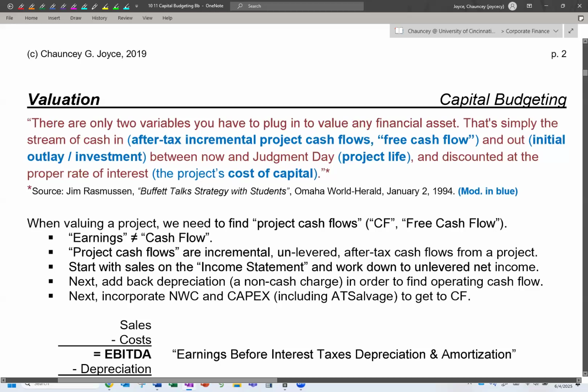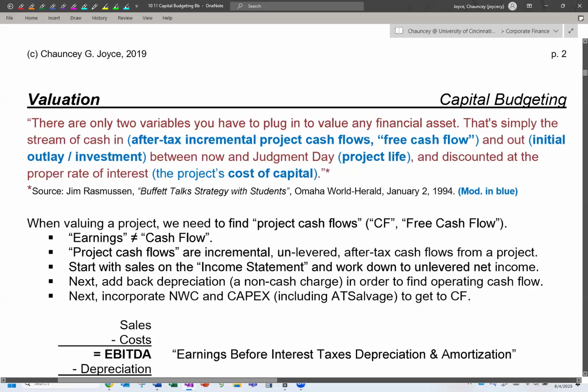This is our famous quote here. There are only two variables you have to plug into value any financial asset. The financial asset here is a capital idea, a capital budgeting project. That's simply the stream of cash in, which we call after-tax incremental project cash flows, or just project free cash flows, and cash flow out, called initial outlay or investment between now and judgment day. That's the project life, discounted at the proper rate of interest, called the cost of capital or the required return or the discount rate in this case.